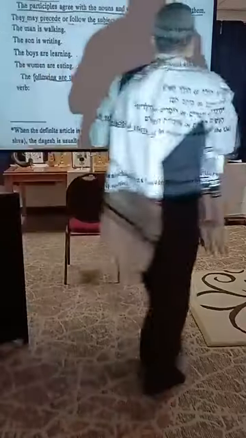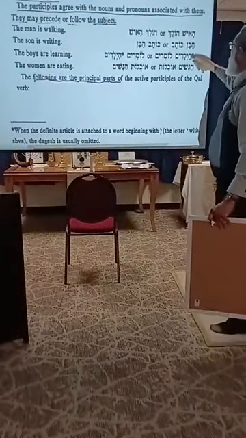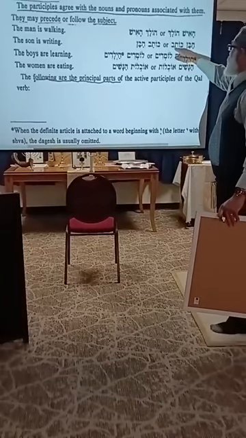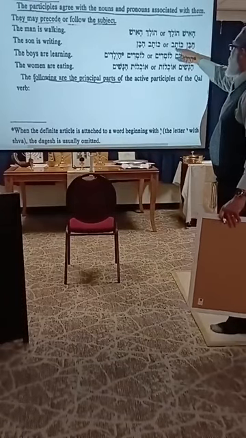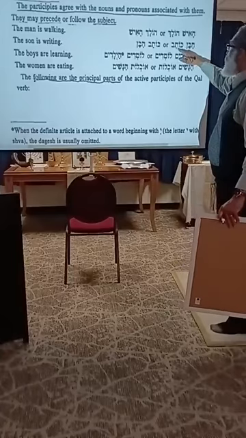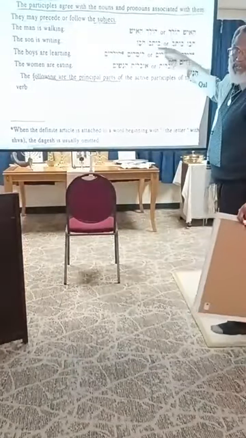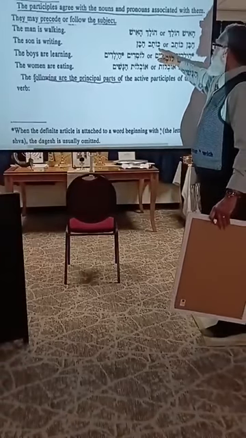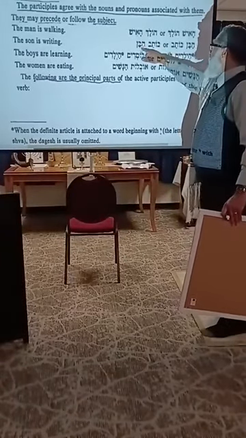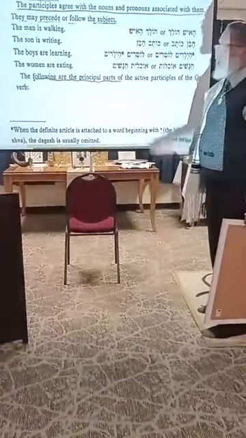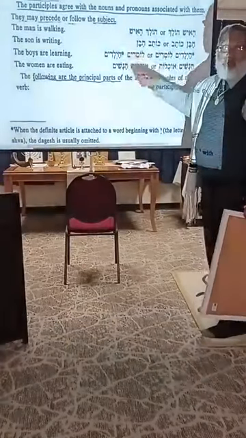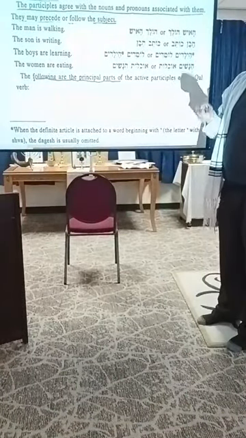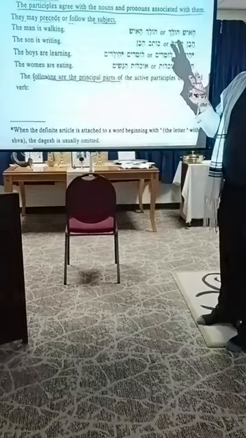So we have ha ben koteb. Ha ben koteb, which means the son writing, or the son is writing. Okay? And then we see it also over here. Koteb ha ben, which is writing the son. So it can be expressed in two different ways.